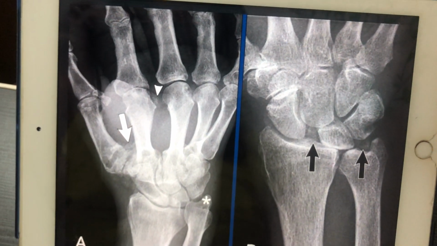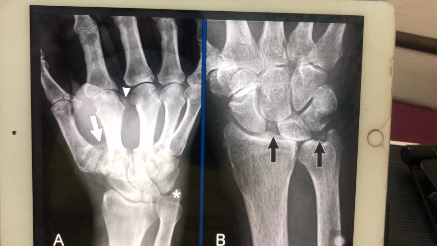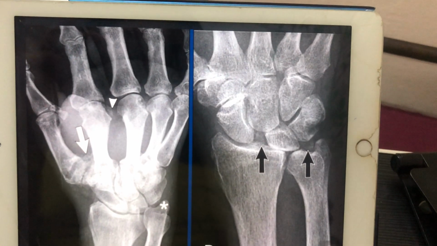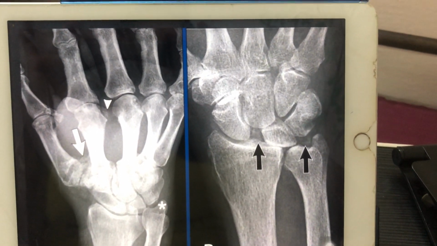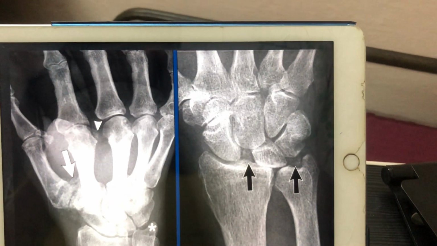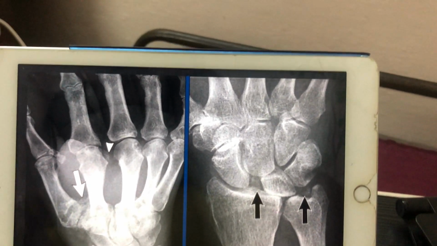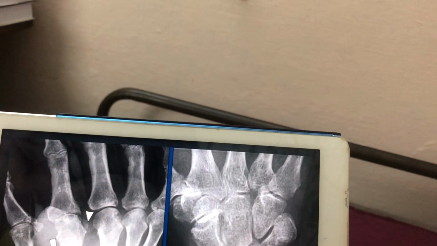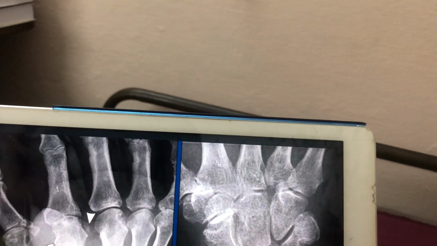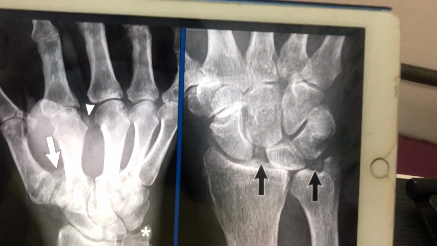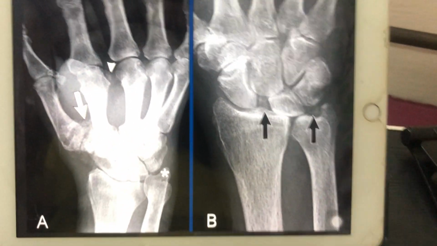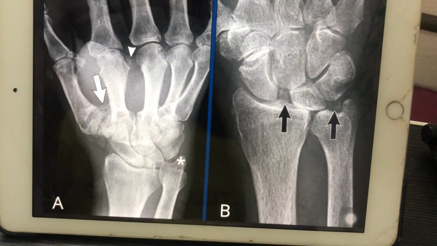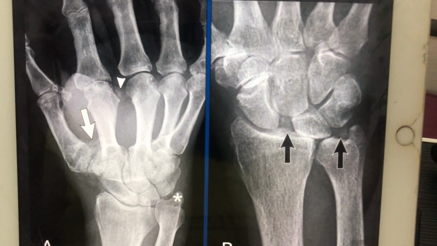So the next entity that we're going to be discussing is calcium pyrophosphate deposition disease, also called pseudo-gout. Now, a lot of texts call it chondrocalcinosis, and it is called chondrocalcinosis interchangeably, but although chondrocalcinosis is the hallmark of this disease, it is very common. Chondrocalcinosis as a finding per se can be seen in other conditions also. So we generally call it pseudo-gout or CPPD.